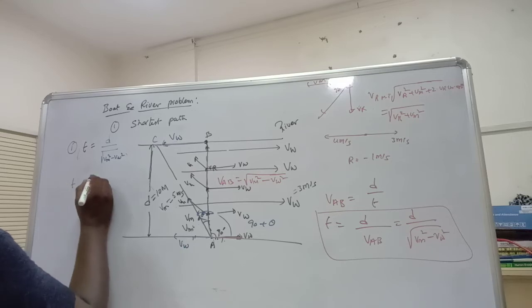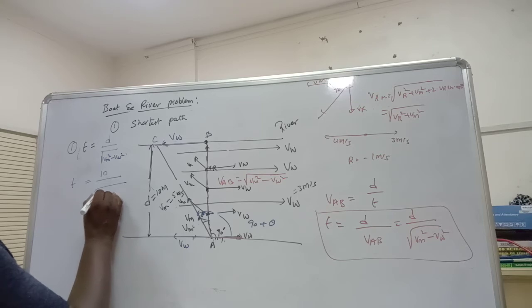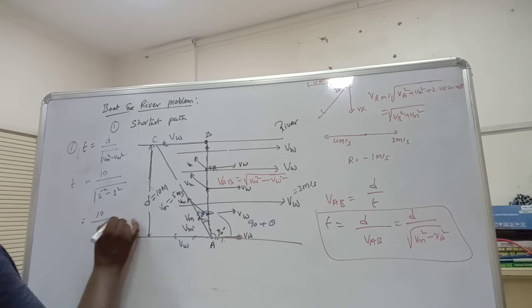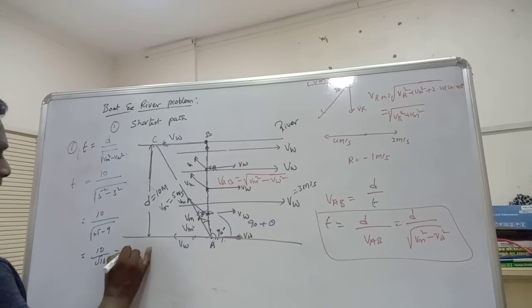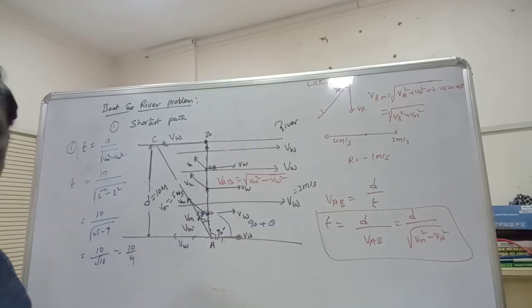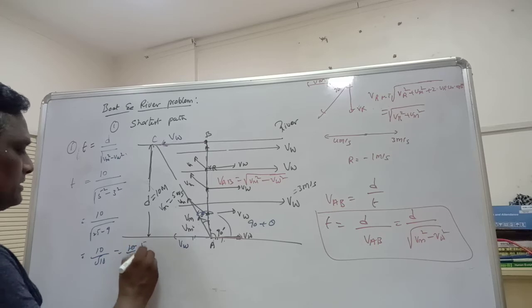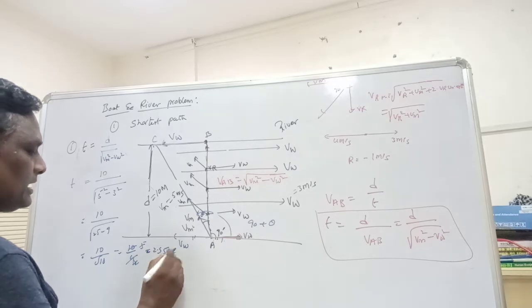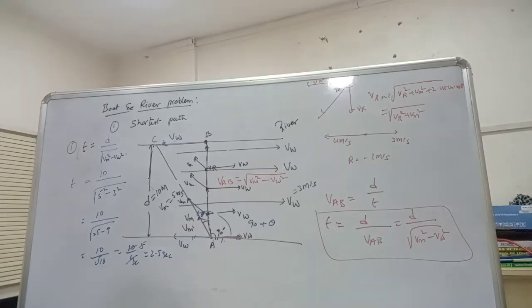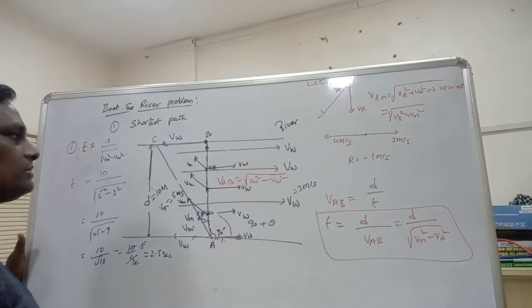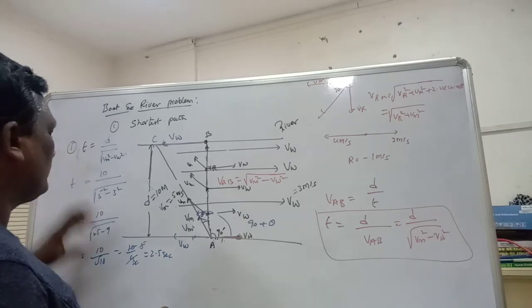That is t equal to d, that is 10, divided by root over V_man squared, that is 5 squared, minus V_water squared, that is 3 squared. That is equal to 10 divided by root over 25 minus 9, that is 10 by root 16, that is 10 by 4. 10 divided by 4, cancel the 2, it is 5 by 2, 2.5 seconds. So he will reach exactly the opposite bank in a time t of 2.5 seconds.